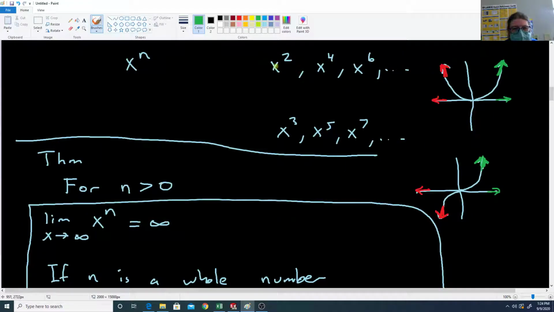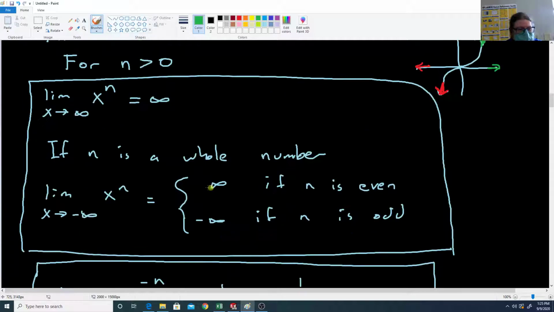If we look, when n is even, then when you look at x to the negative infinity, the y's approach positive infinity. But when n is odd, the y's approach negative infinity. So the second statement says if n is a whole number, because this is going to be based on whether the number is even or odd, and decimals aren't even or odd.